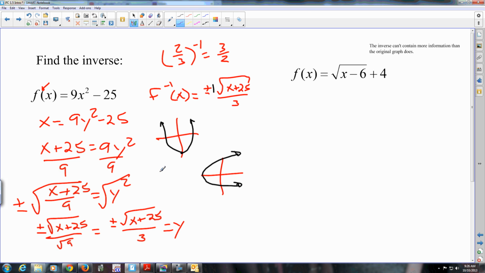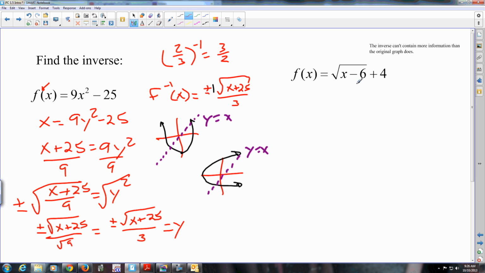Now in both of these, pretend you're reflecting it, or in your mind's eye, see the reflection over the line y equals x. They give you each other. This graph would become this one. This one, if you reflected it, would become that one. They're inverses of each other.